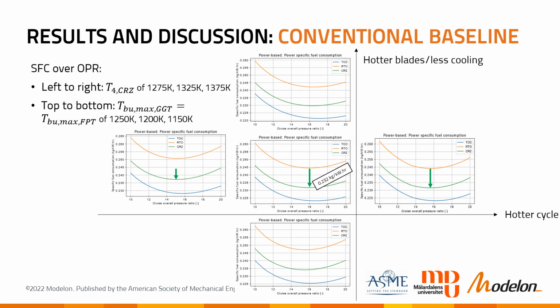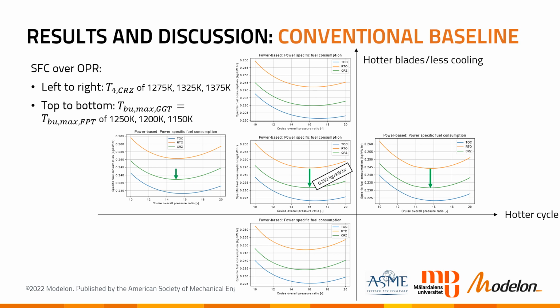Here are some cycle performance results showing the power-specific fuel consumption over the overall pressure ratio for a conventional baseline. We're using color coding of the plots. So one color typically corresponds to one case, independently of what subfigure you're looking at. For instance, orange will be rolling takeoff conditions, and green will be cruise. And we're showing here different variants of these plots of fuel consumption over overall pressure ratio. And from left to right, we're increasing the T4 temperature, so turbine inlet temperature. That means that the cycle temperature is getting higher if you move from left to right.